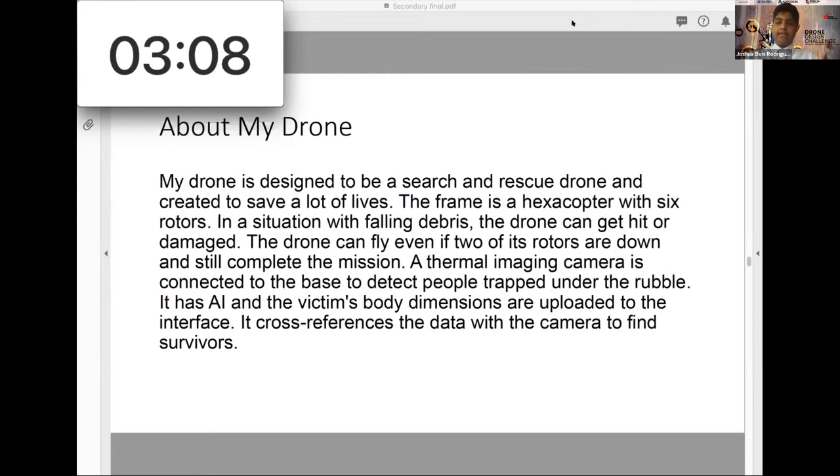A thermal imaging camera is connected to the base that detects people trapped under the rubble. It has artificial intelligence, and the victim's body dimensions are uploaded to the interface. It cross-references the data with the camera to find survivors.